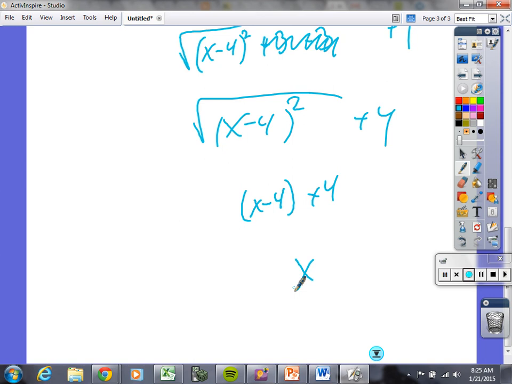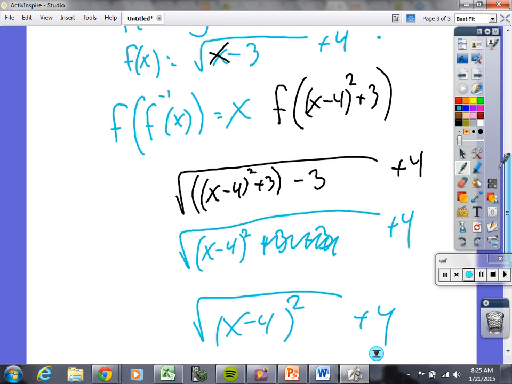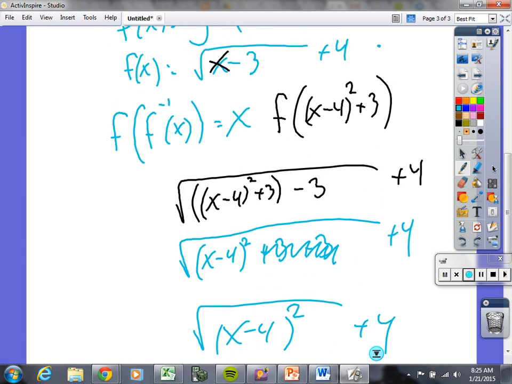Okay? Does that make sense to everybody? This 4 out here? Okay, so he's been out here the whole time. Are you okay with that? You see how he's always out there? Good. And the reason why he's been out there is because notice, here's the stuff underneath the radical, and we always have a plus 4 out there. You okay with that? Yeah? Okay.